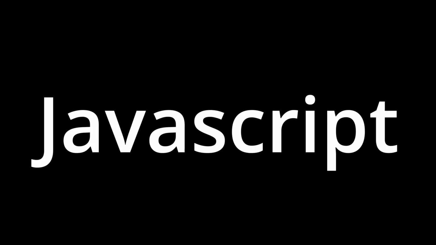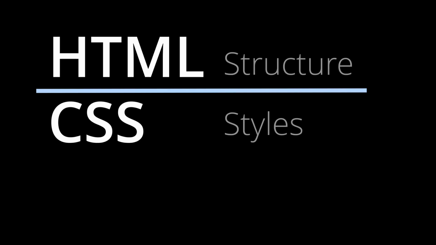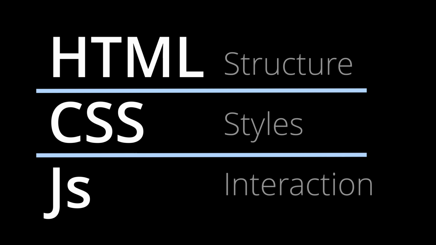In this tutorial, you'll learn about JavaScript. JavaScript is the third layer of the layer cake of web technologies, the first two being HTML and CSS. In previous tutorials, we've seen how HTML is used to define the structure of web pages and how CSS is used to style it. Well, JavaScript is what makes web pages interactive.